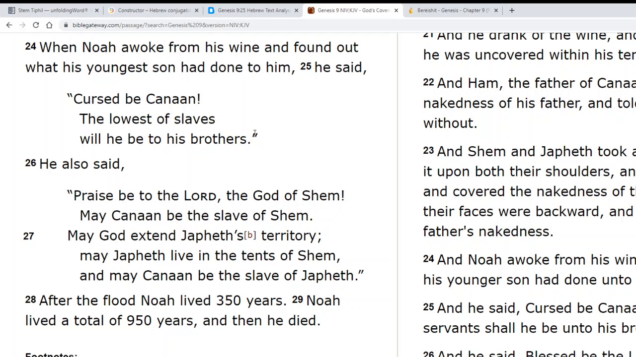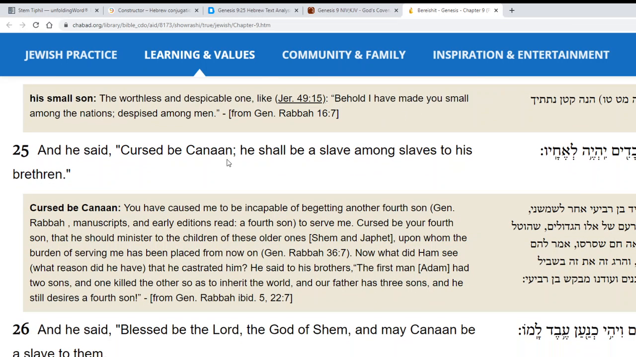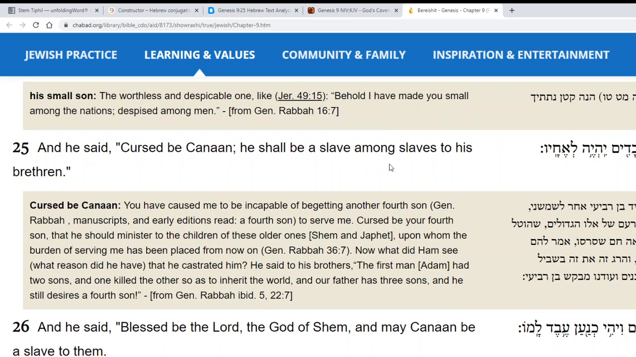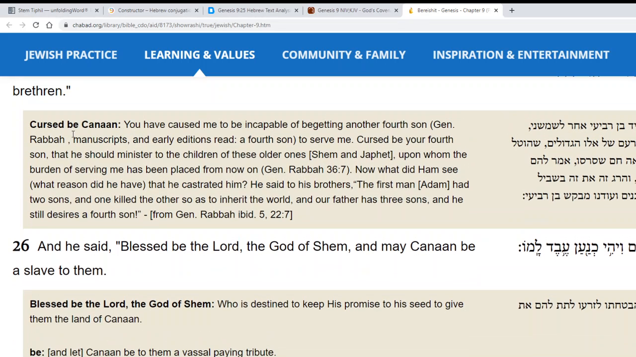Will he be to his brothers? Okay. Chabad: and he said, cursed be Canaan, he shall be a slave among slaves to his brothers, right? And let's see what Rashi is saying here.